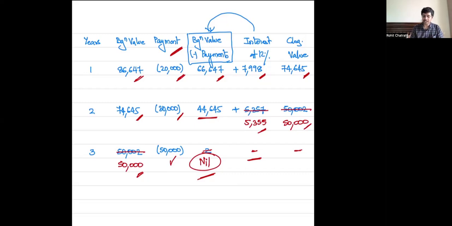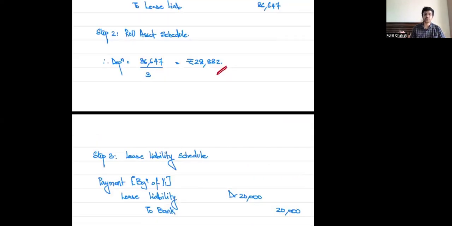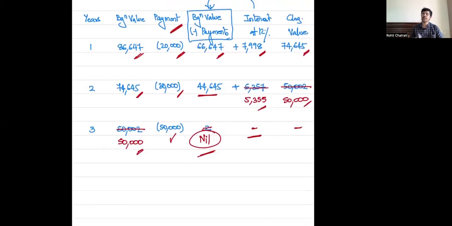With that, we are done with illustration 30. Over here also, if you aggregate depreciation plus interest, you will get a total of 1 lakh rupees throughout the 3 years. If you aggregate the depreciation for each year, which is 28,000, plus the interest of 7,900 and 5,300, you will get a total expense of 1 lakh rupees. If you want, you could try that at your end.